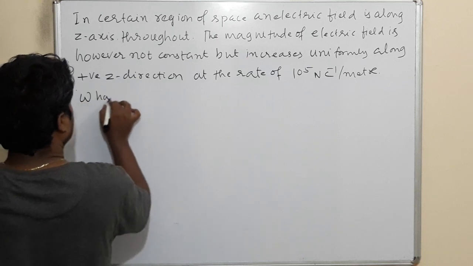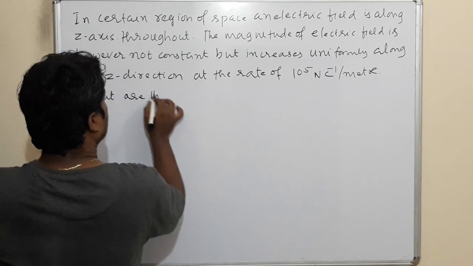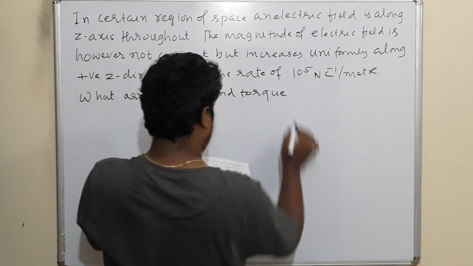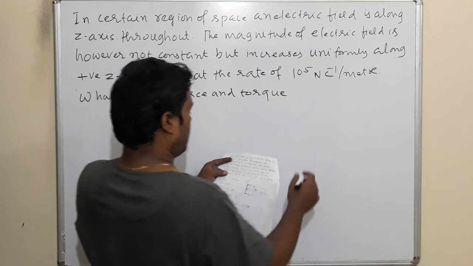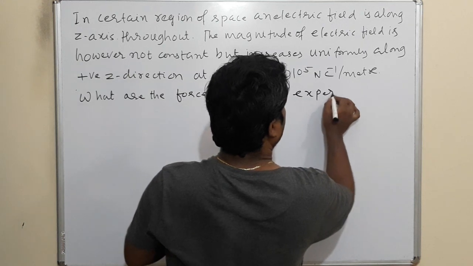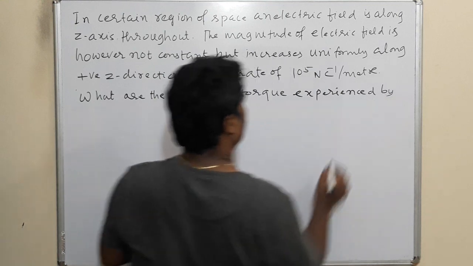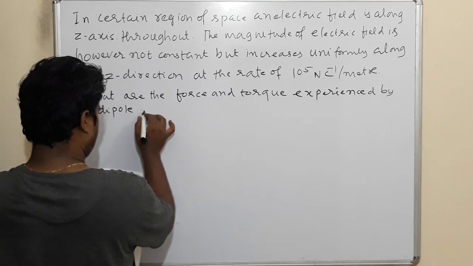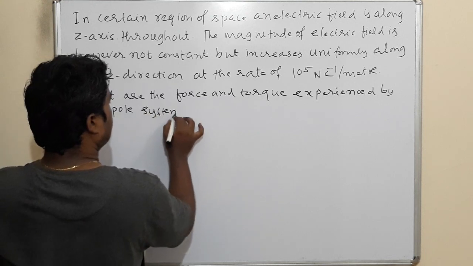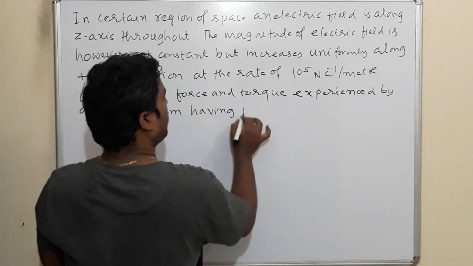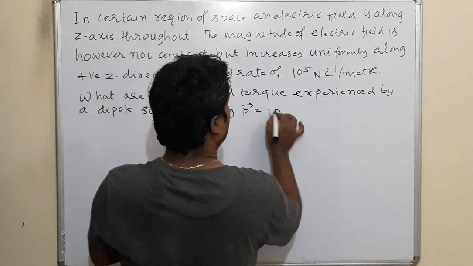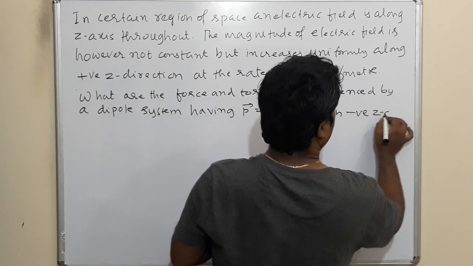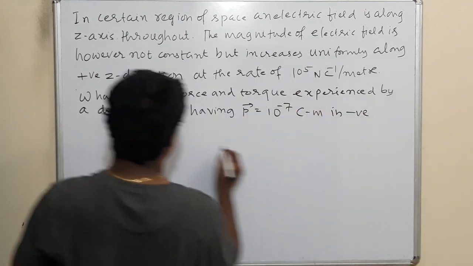What are the force and torque experienced by a dipole system having P is equal to 10 raised to minus 7 coulomb meter in negative z direction.